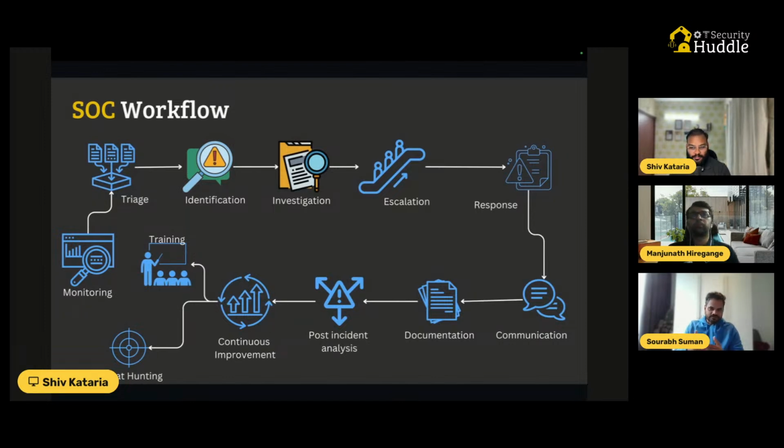So people who are responsible for triage, identification and investigation should have knowledge of OT at the protocol level and process level, even from level 1 onwards.